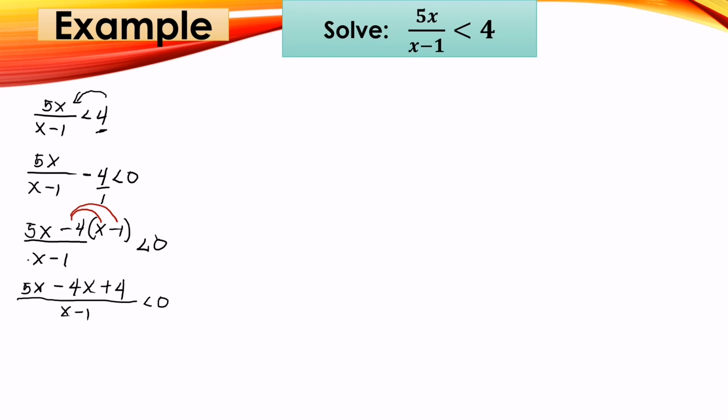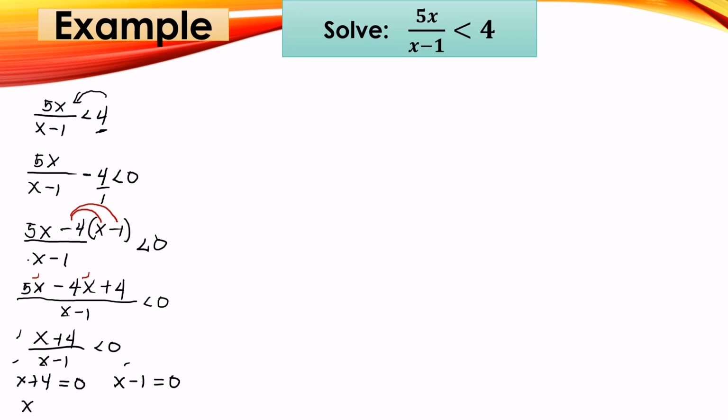Next, combine similar terms. 5x and negative 4x, they have unlike signs. That's why you need to subtract. 5 minus 4 is 1x, or x plus 4 over x minus 1 is less than 0. Then another step is you need to get the zeros of the numerator and the denominator. So x plus 4 is equal to 0 and x minus 1 is equal to 0, para makuha natin yung value ng x.